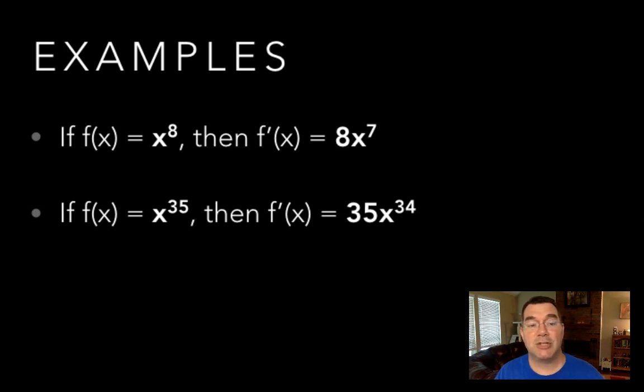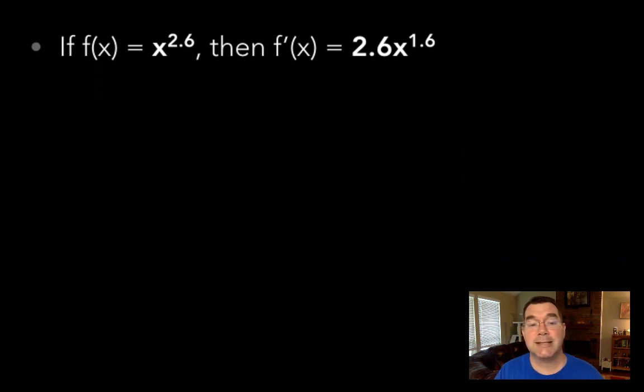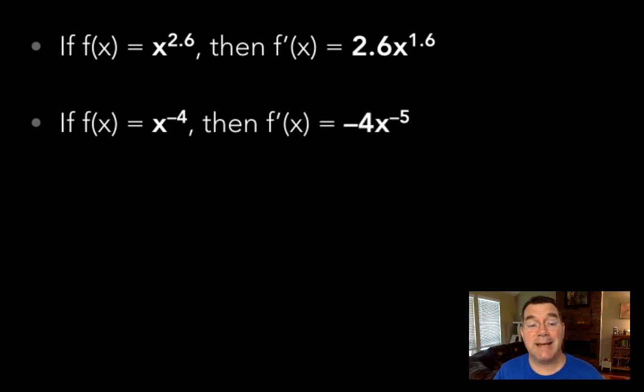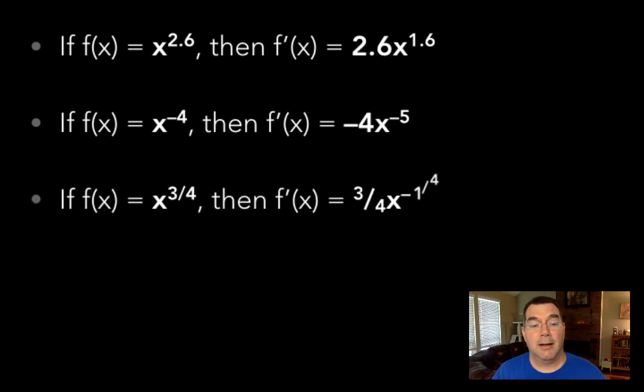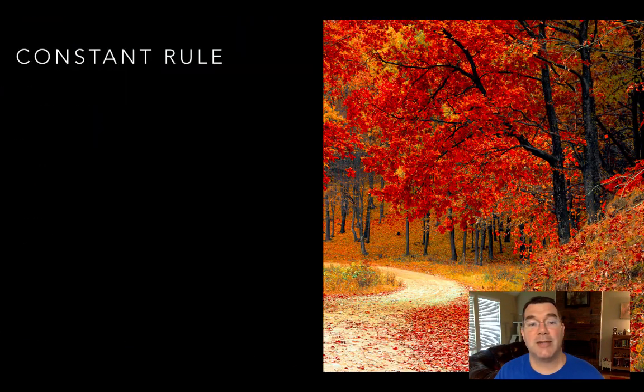So if I have x to the 35, then the derivative will be 35 times x to the 34. If I have x to the 2.6, the derivative of that will be 2.6 times x to the 1.6. If I have x to the negative 4, then the derivative of that will be negative 4 times x to the negative 5. And it even works for fractions. If I have x to the 3/4, then the derivative of that will be 3/4 times x to the negative 1/4. Okay? So that only applies when you have x raised to an exponent.